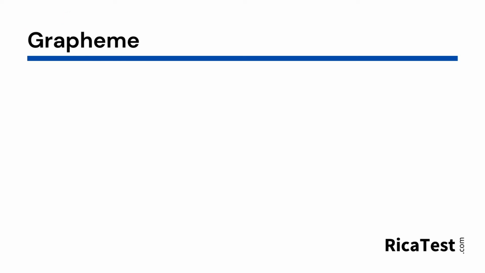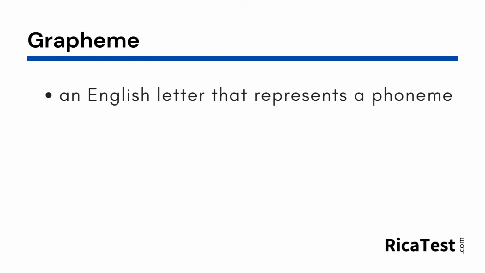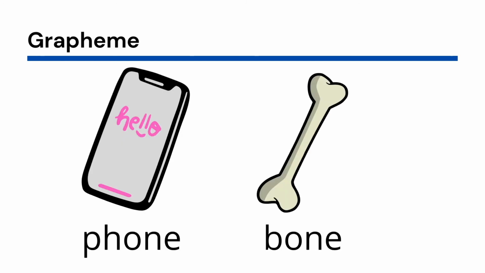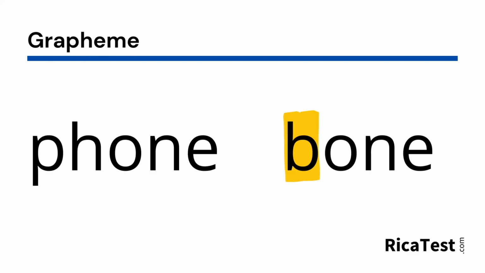A grapheme is an English letter that represents a phoneme. Using the same 2 examples from above, we can see their graphemes are phone and bone. This also shows us that some graphemes represent one letter, such as b, as in bone, whereas other graphemes represent more than one letter, such as the ph in phone.